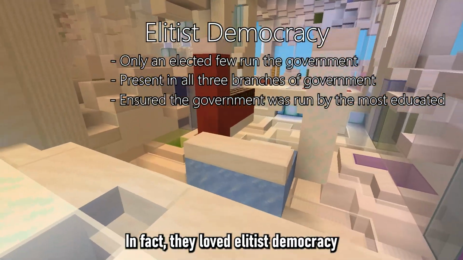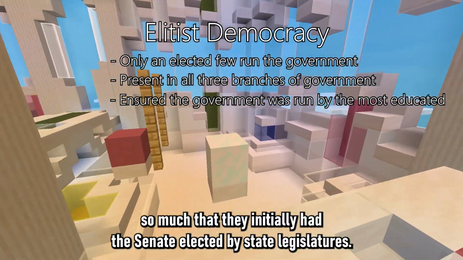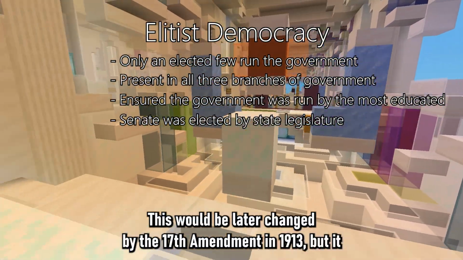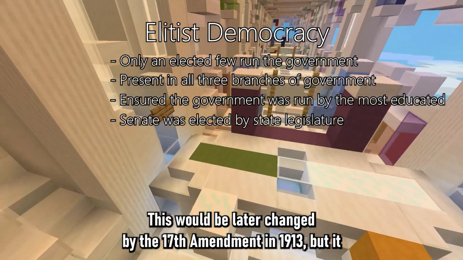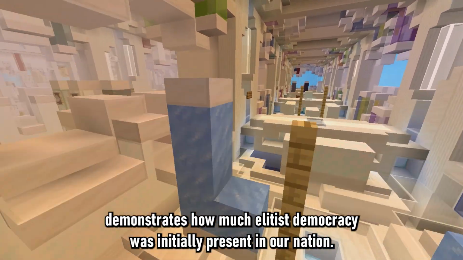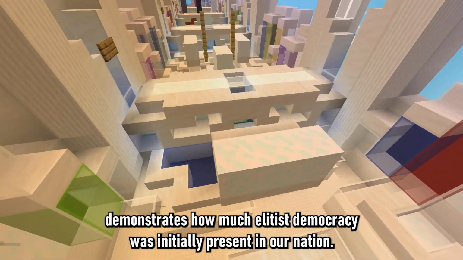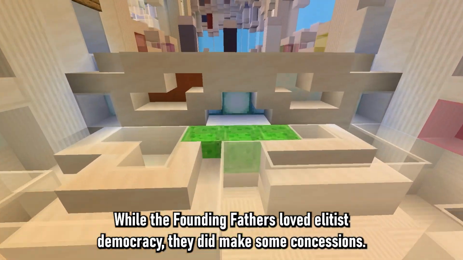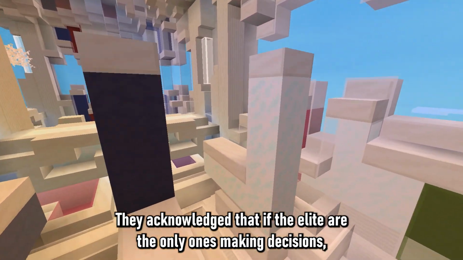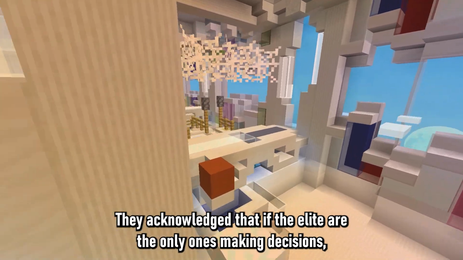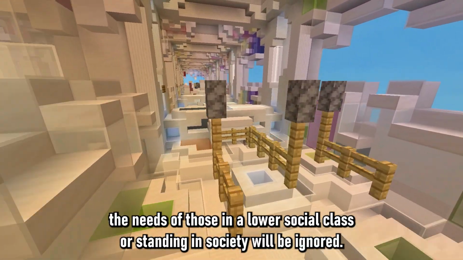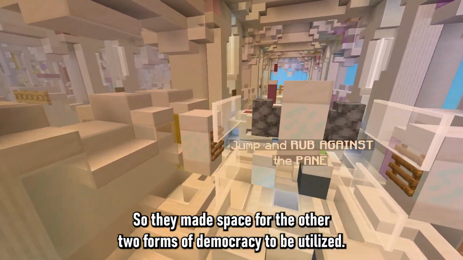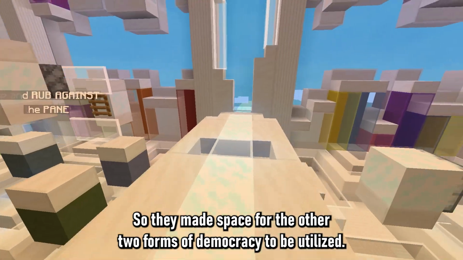In fact, they loved elitist democracy so much that they initially had the Senate elected by state legislatures. This would be later changed by the 17th Amendment in 1913, but it demonstrates how much elitist democracy was initially present in our nation. While the Founding Fathers loved elitist democracy, they did make some concessions. They acknowledged that if the elite are the only ones making decisions, the needs of those in a lower social class or standing in society will be ignored. So, they made space for the other two forms of democracy to be utilized.